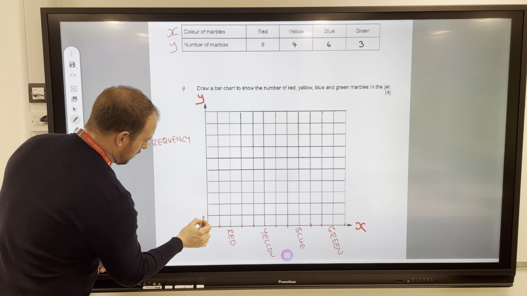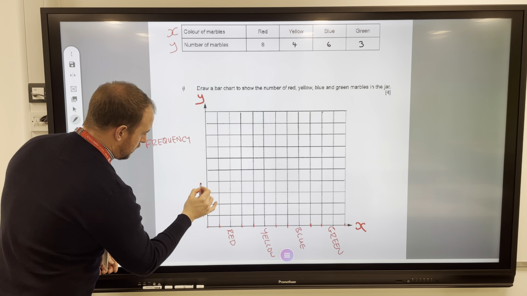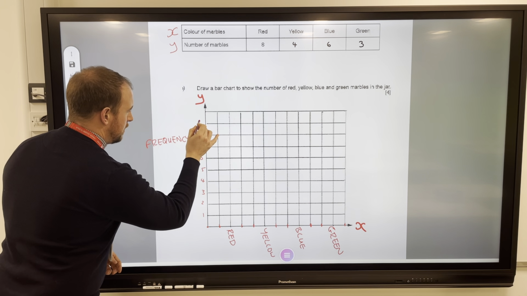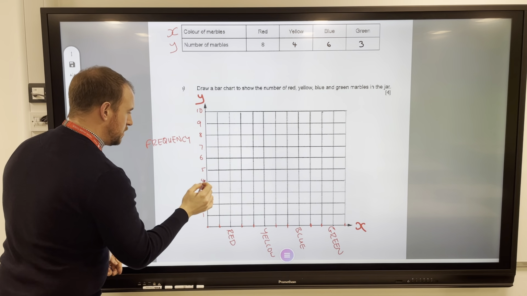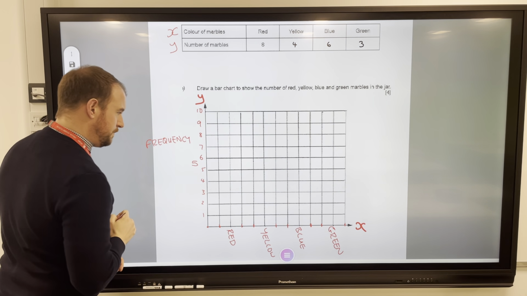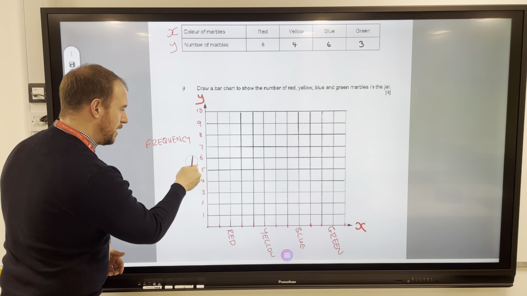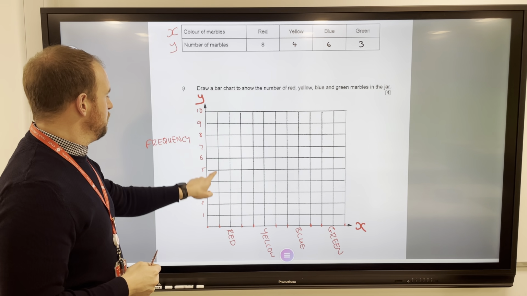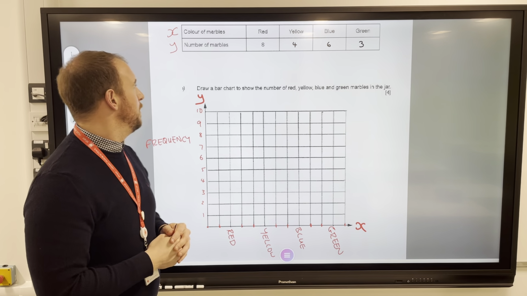So here we can go up in 1s. You will notice that my numbers are on the lines. They're not in the middle of the square. I haven't put a 5 there. I've kept it very accurate and kept it on the lines. That way when we draw our bar, we can use that line to help us.